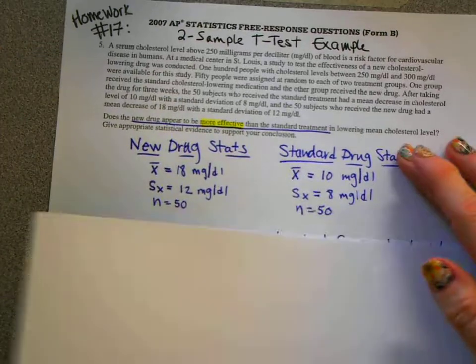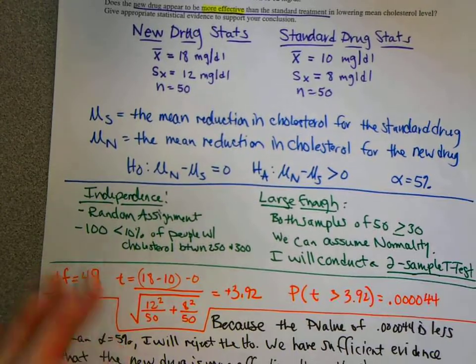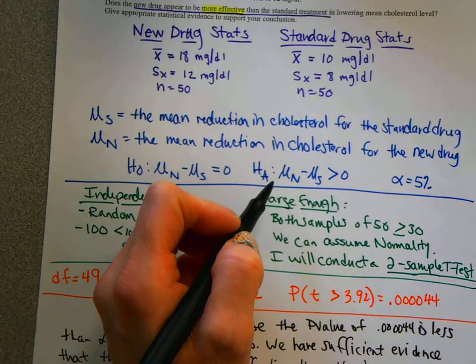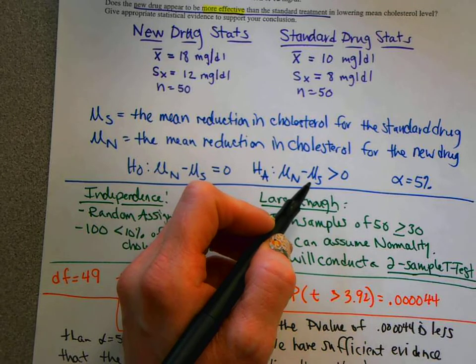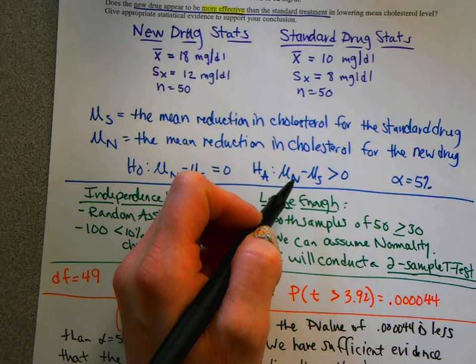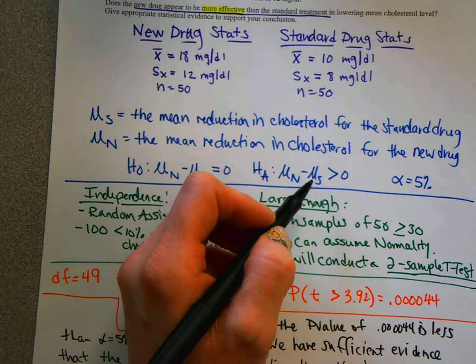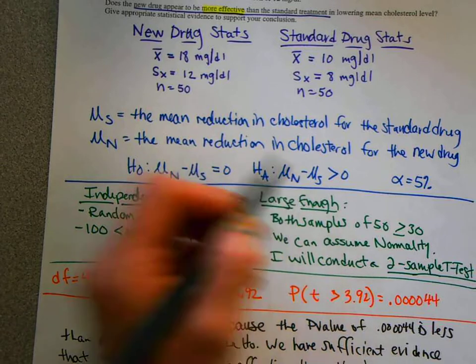My hypotheses. I decided to do the new drug minus the old drug because we're trying to reduce cholesterol better. So the average reduction in cholesterol should have been higher in the new group than in the old group. But you could have switched this and done a less than.